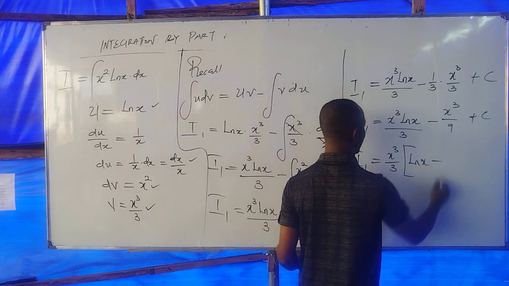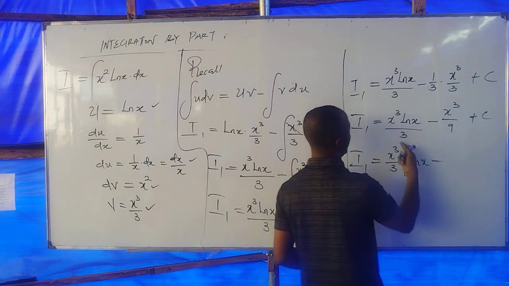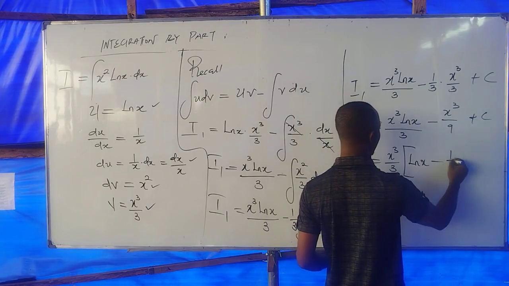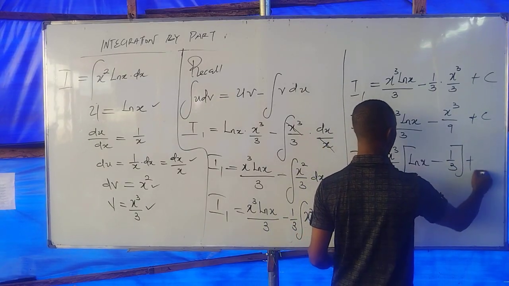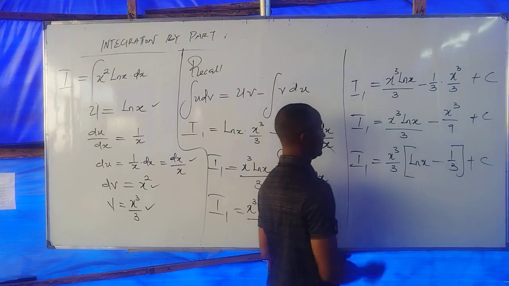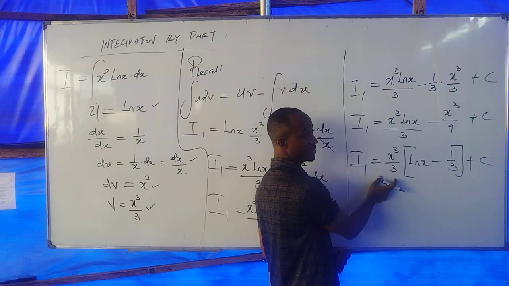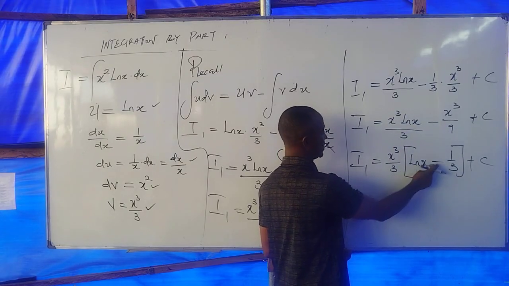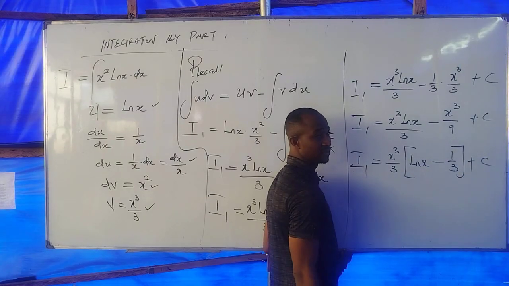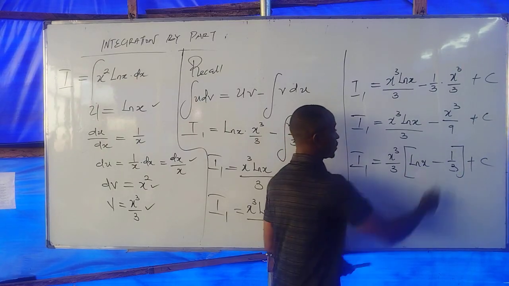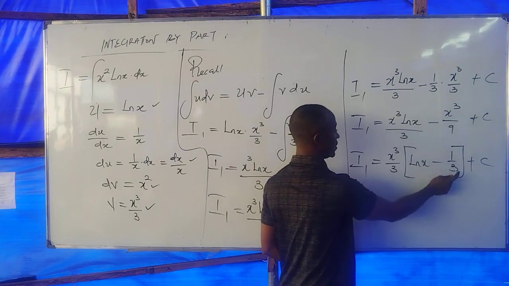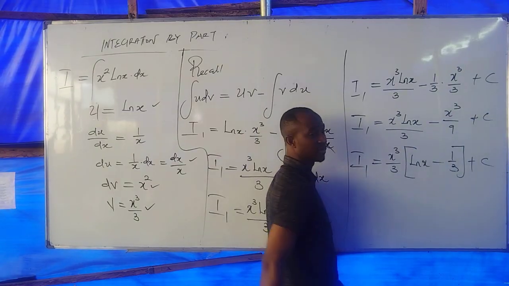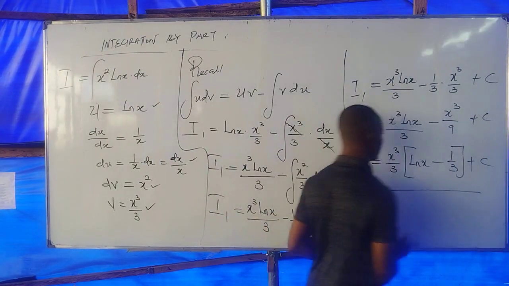Ln x minus what? If 1 over what? Yeah, 3. Plus what? C. If x cubed over 3 is common, that means we have what remaining here? Ln x minus 1 over 3. Do you get it? Because 1 times x cubed is still x cubed. 3 times 3 is what? It's 9, plus C. Final answer to this is this.